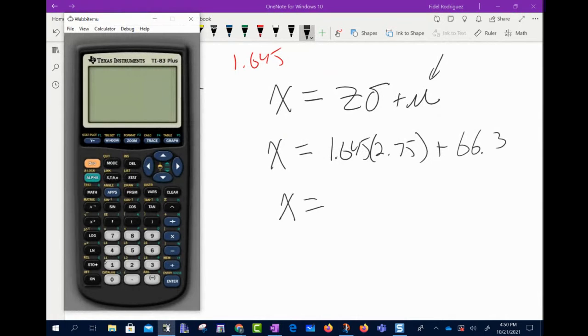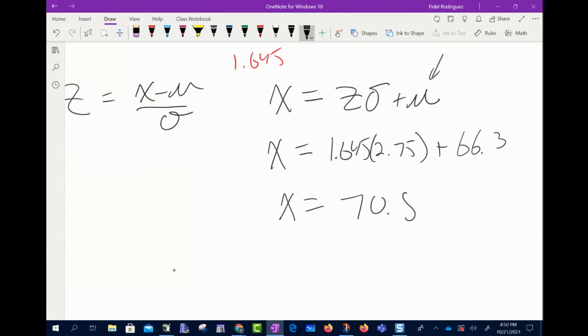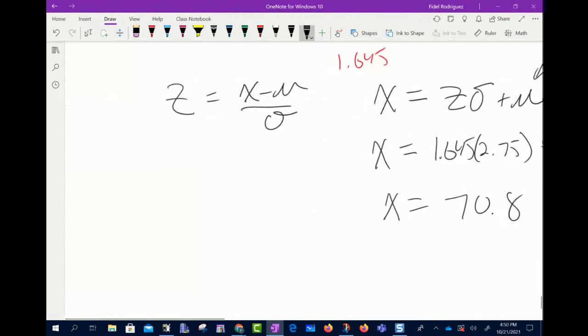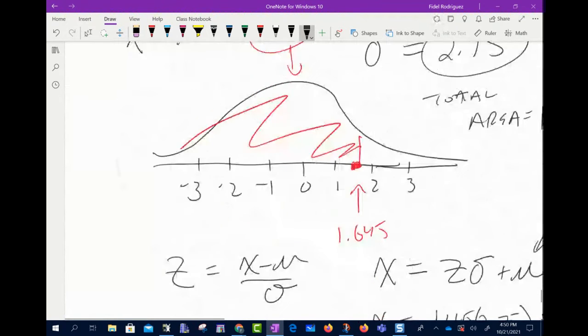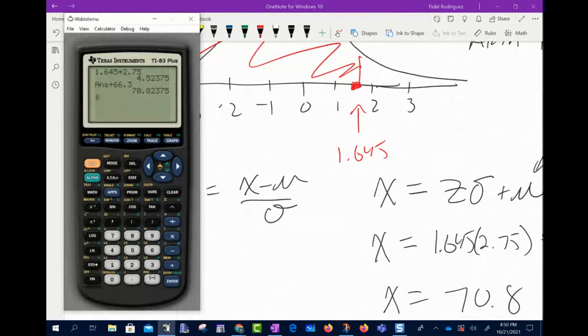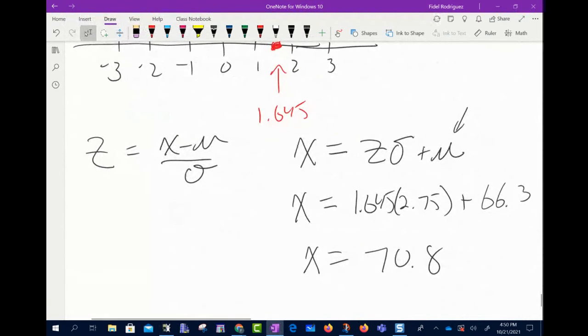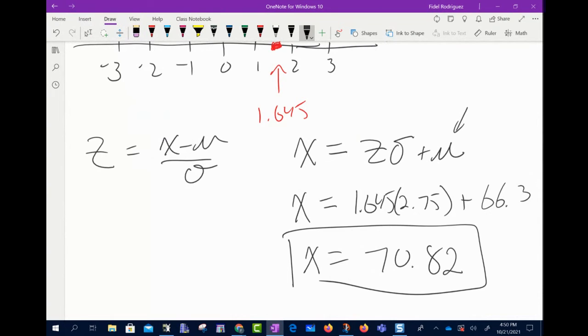Okay, so I'm going to do this on my calculator. Turn it on first, clear it, 1.645 times 2.75 equals, and then I'm going to add the 66.3, and I'm coming up with 70.82. I'm going to see what it wants me to round to. I think it's probably going to ask me to round to one decimal place, but let me just double check. 2 decimal places. So 70.82. Okay. So that's one way we could do it, by using our table.